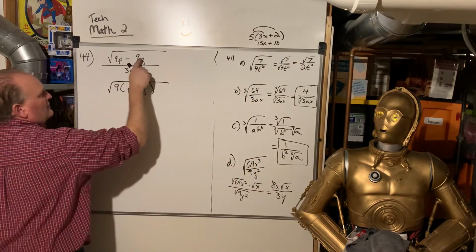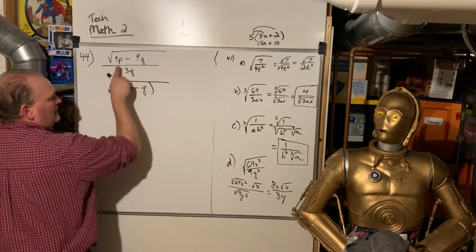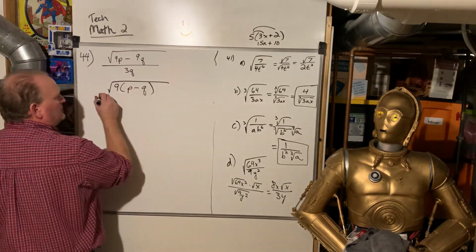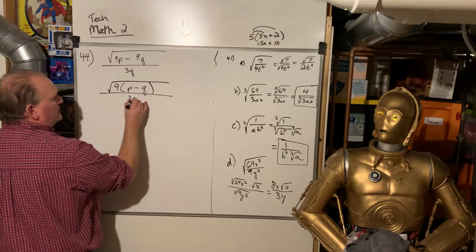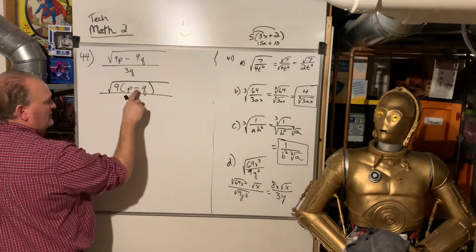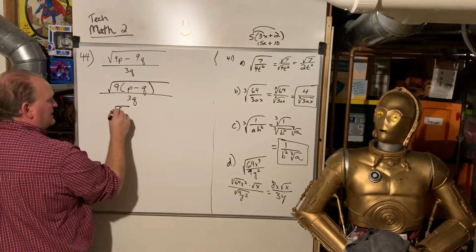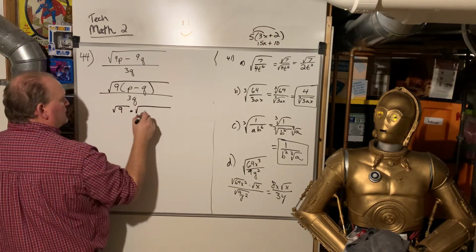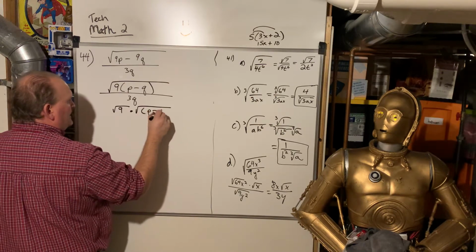So 9 will come out of both of those, so I write it down out front. I divide that by 9, I get 1p. I divide that by 9, I get 1q. It's still over 3q. Now look at what I can do. Now that it's being multiplied, I can say that's like the square root of 9 times the square root of p minus q.